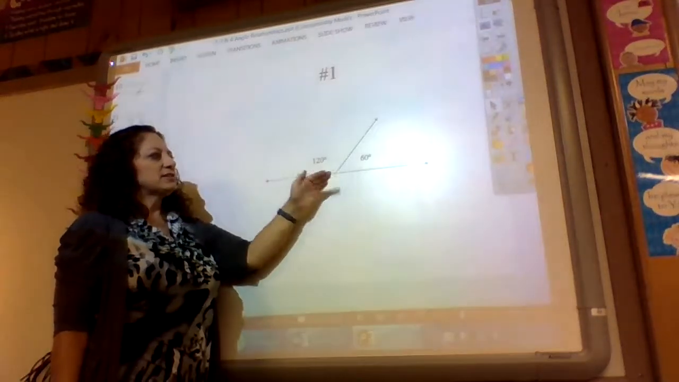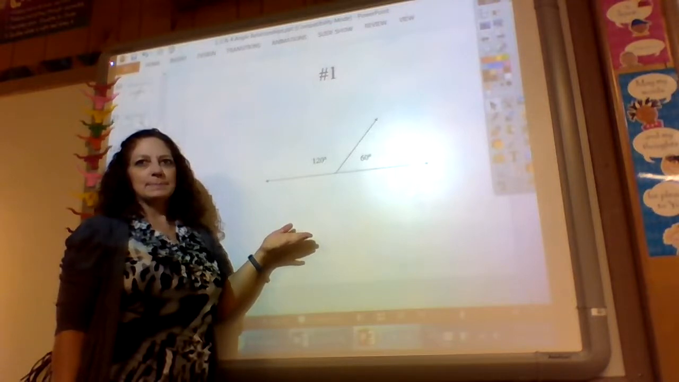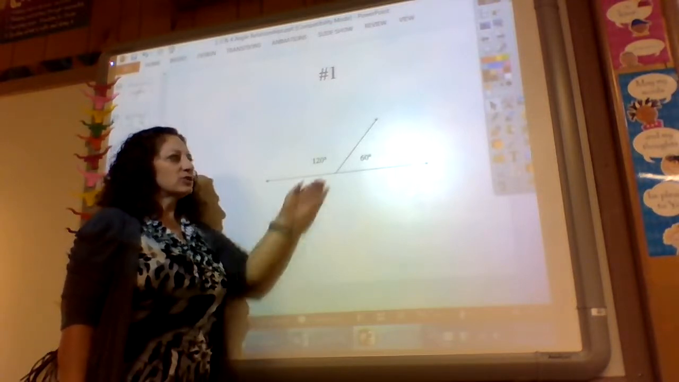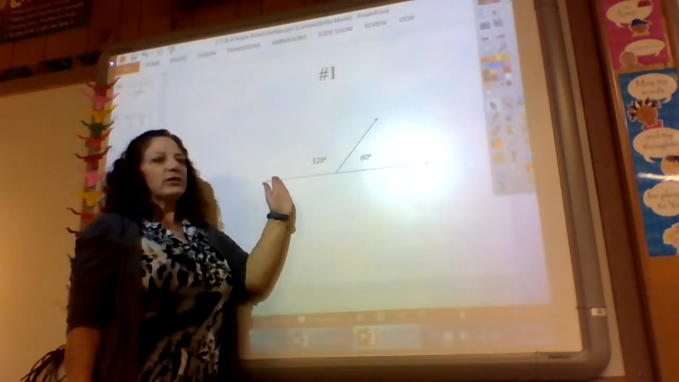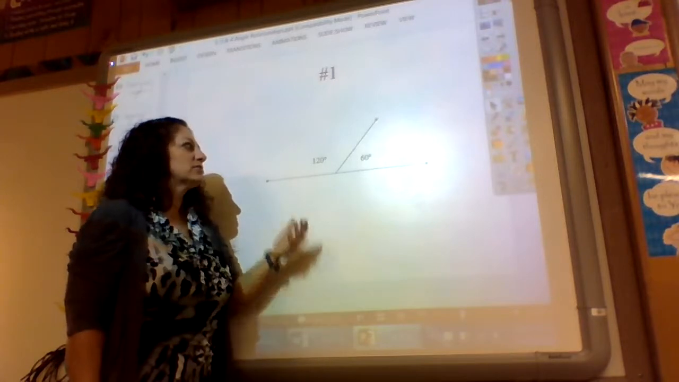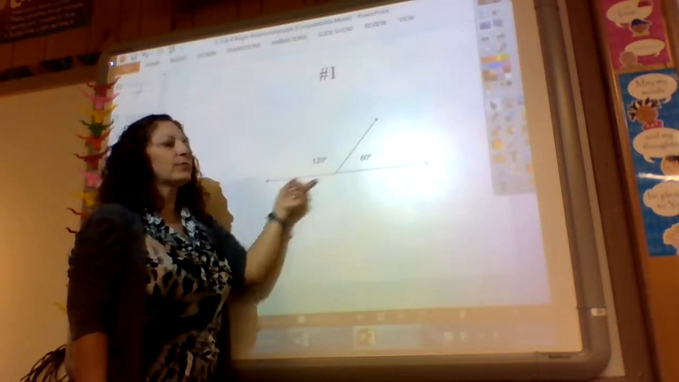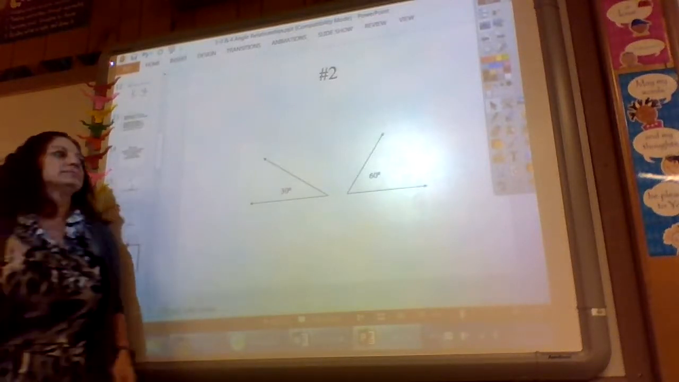Holly, 120, 60, these two angles, can you name some words that describe this? They're adjacent. They are sharing a ray. They're supplementary. They are because they total 180. And they're a linear pair. Good. All 3 words. Good. A pair of angles that form a line. Okay. Nice job.